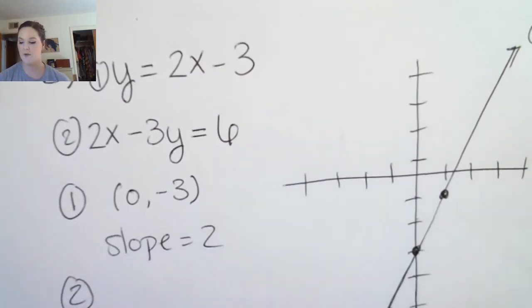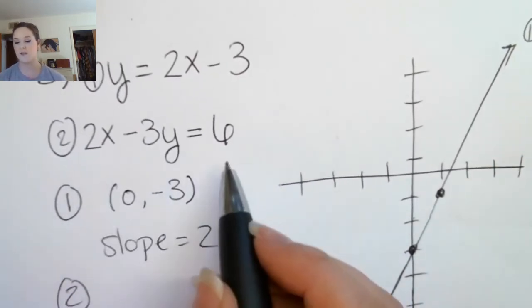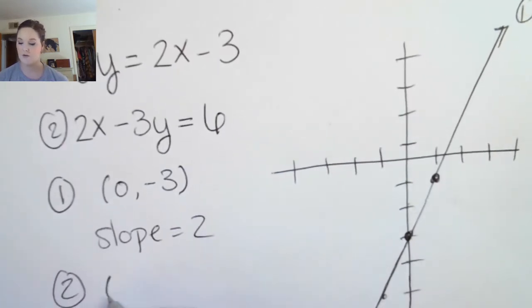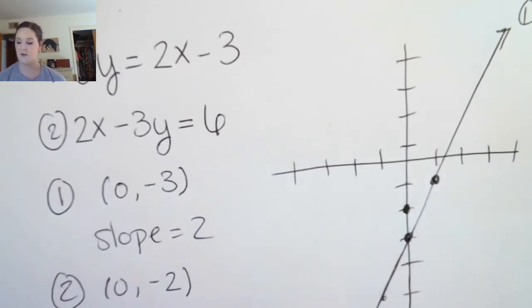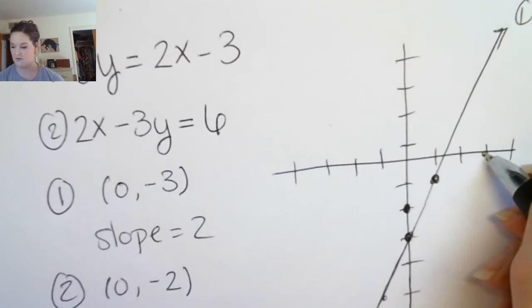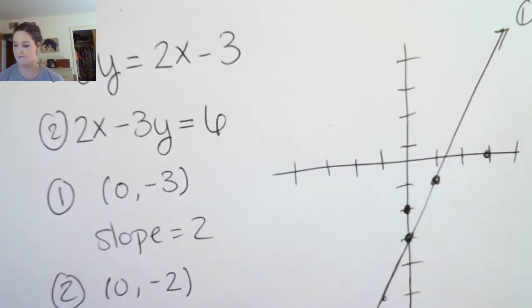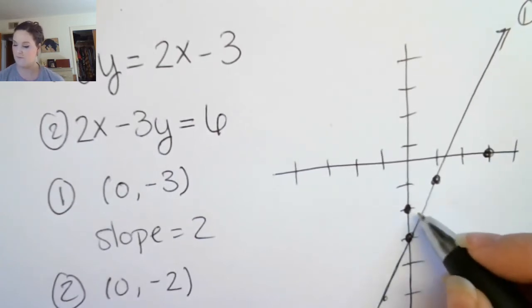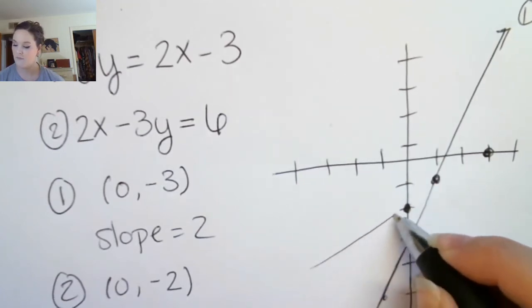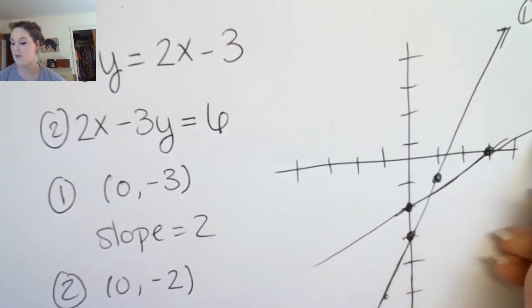Then I'm going to look at my second one, and if it's in standard form like this, it's easier to use intercepts. So if x is 0, y is -2, and if y is 0, x is 3. There we go.